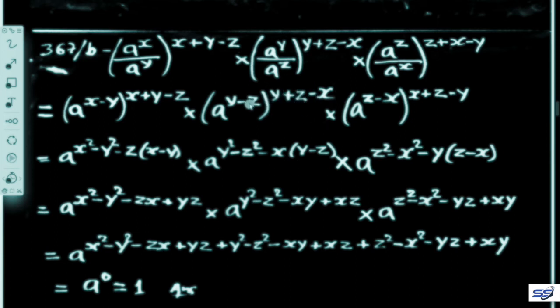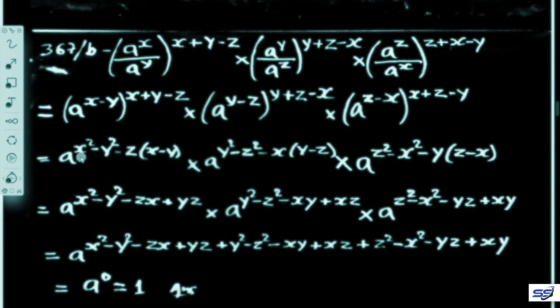This power and this power shall be multiplied. Here also z minus x power shall be multiplied to x plus z minus y. This power with the upper one shall be multiplied to make this simple form. Here we get a to the power x square minus y square, as x minus y and x plus y. This comes as per the formula: a minus b, a plus b.